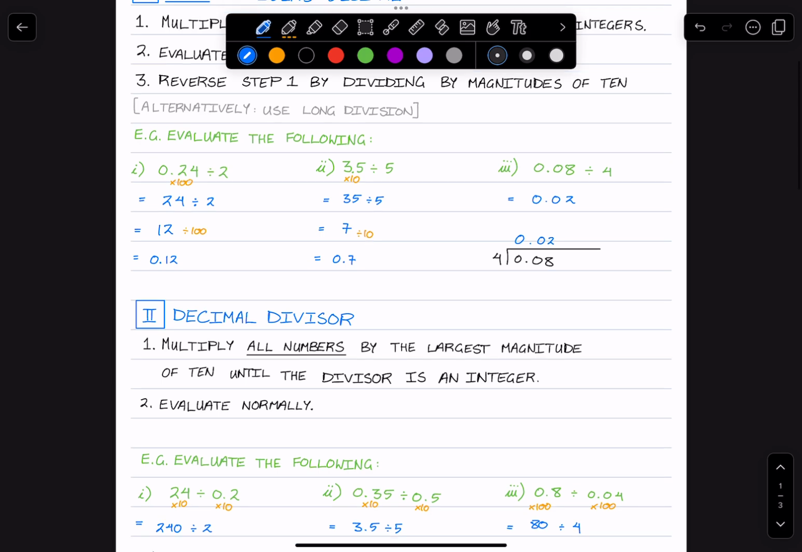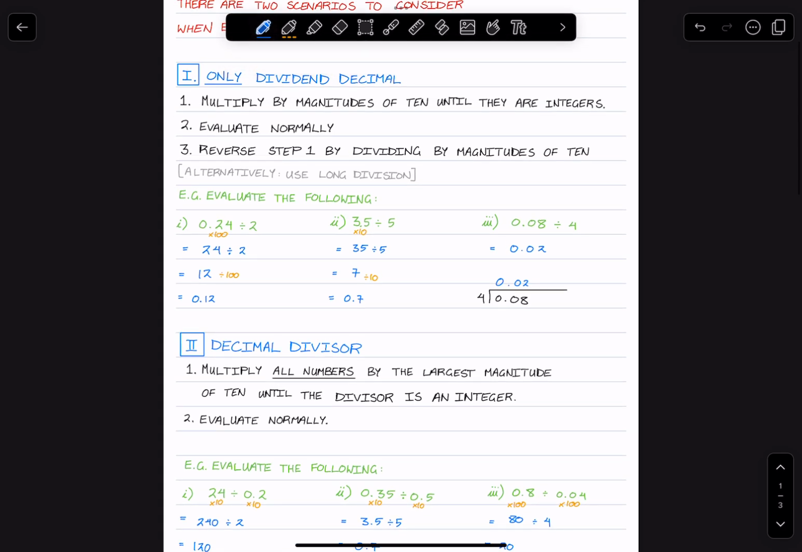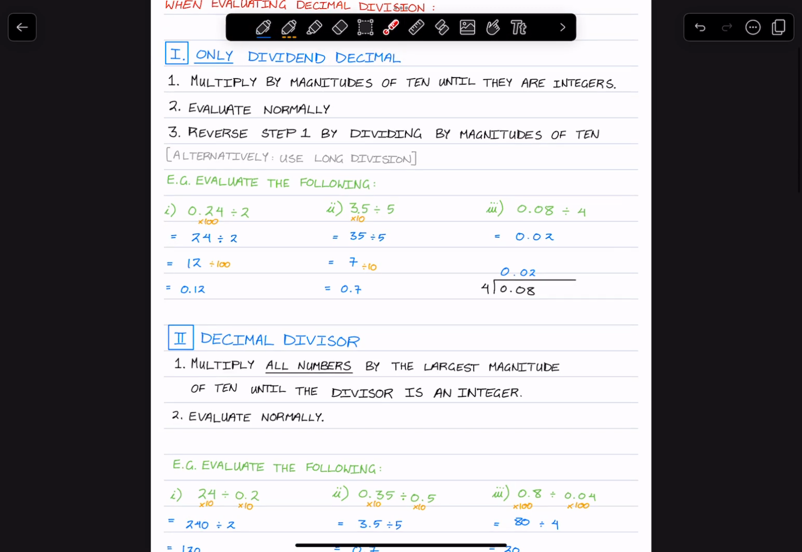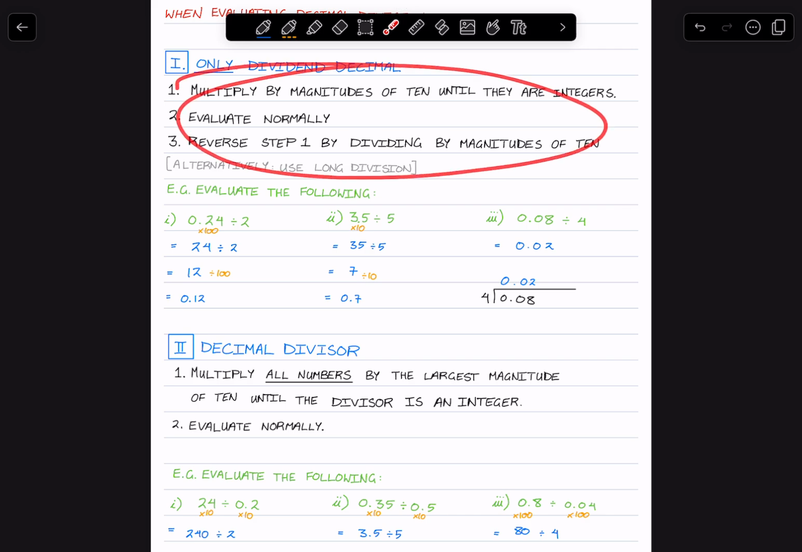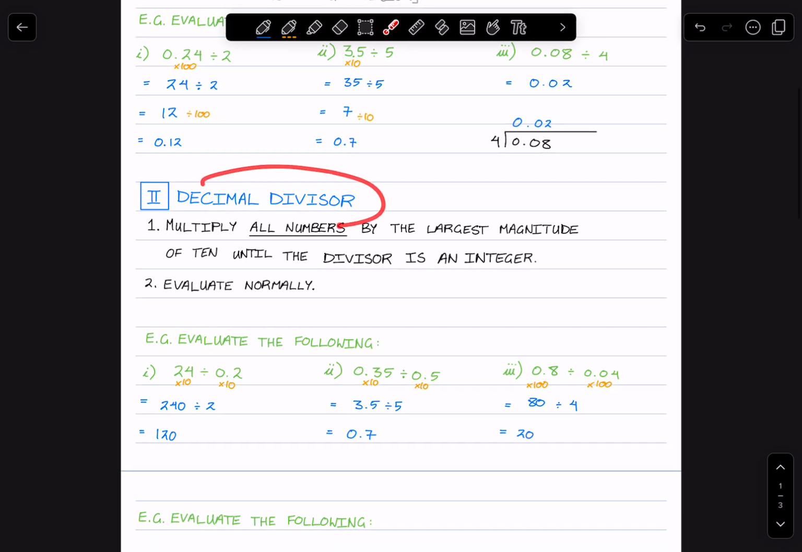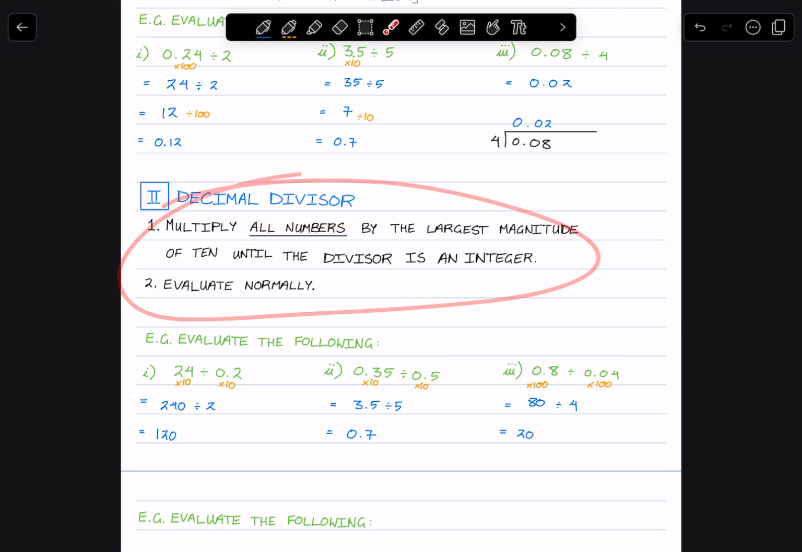So notice how there are two main scenarios for this. One is if only the dividend, the first number, is a decimal, we can apply this method. And the second scenario is if the divisor, the second number, is a decimal, we must follow this method, regardless of whether or not the dividend, the first number, is a decimal or not.